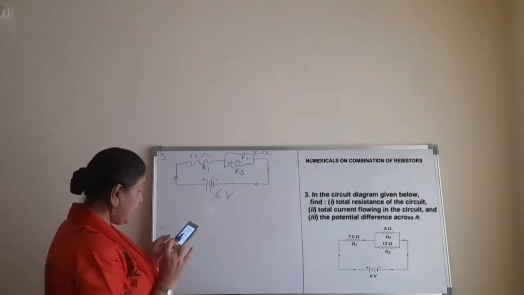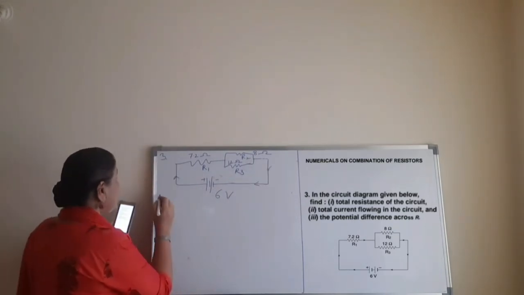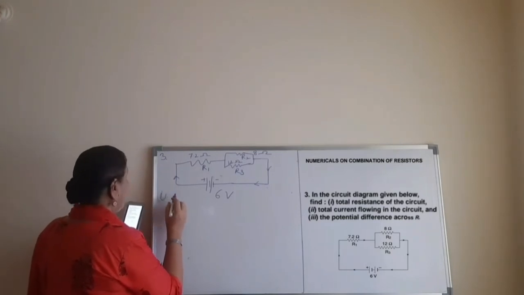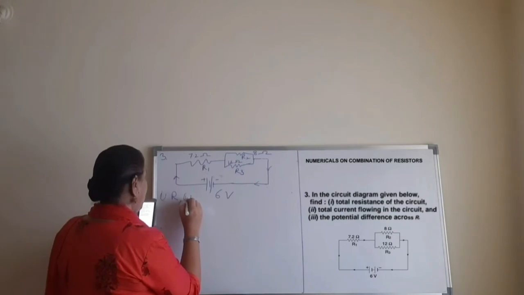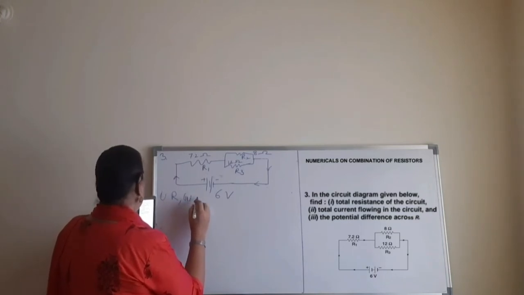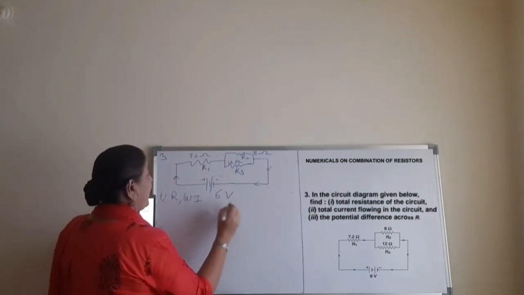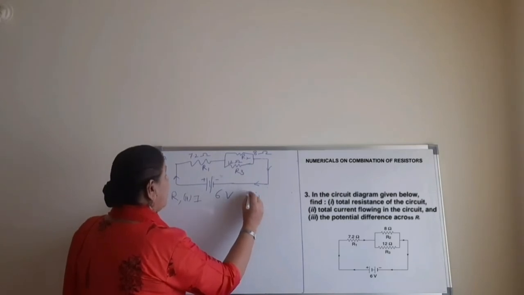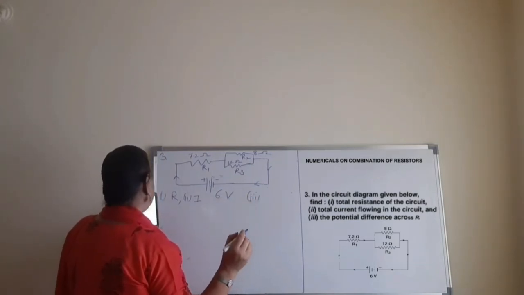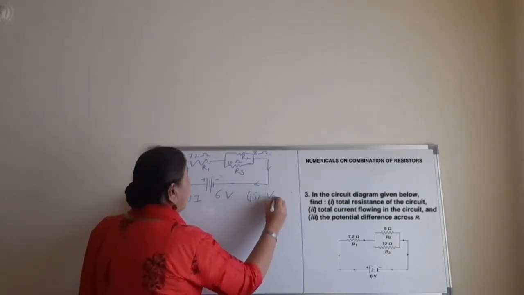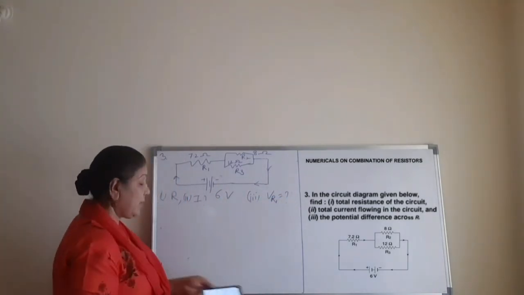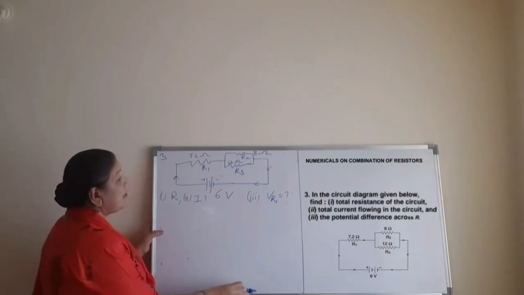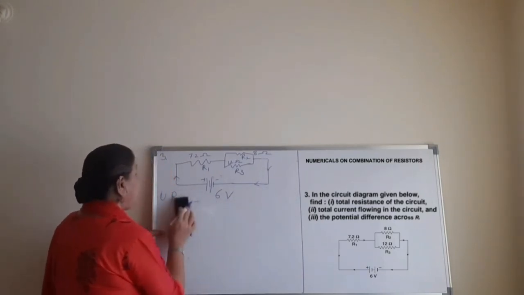What do you have to find? Total resistance. You have to find total resistance R of the circuit. The second is you have to find total current flowing in the circuit. And third, you have to find potential difference across R1, so VR1. You have to find all these three things. Okay, we'll do it. So we'll refer it one by one.